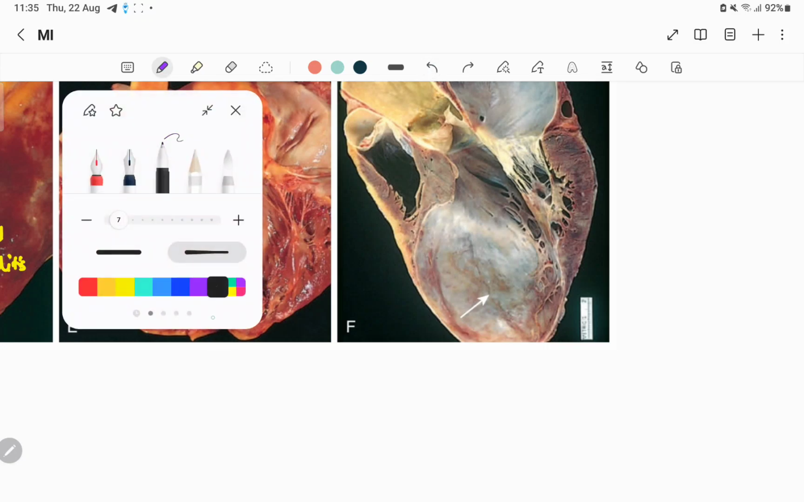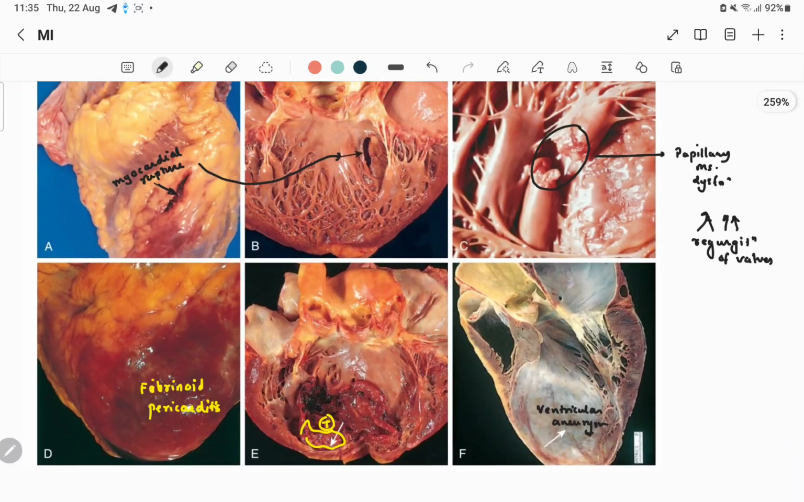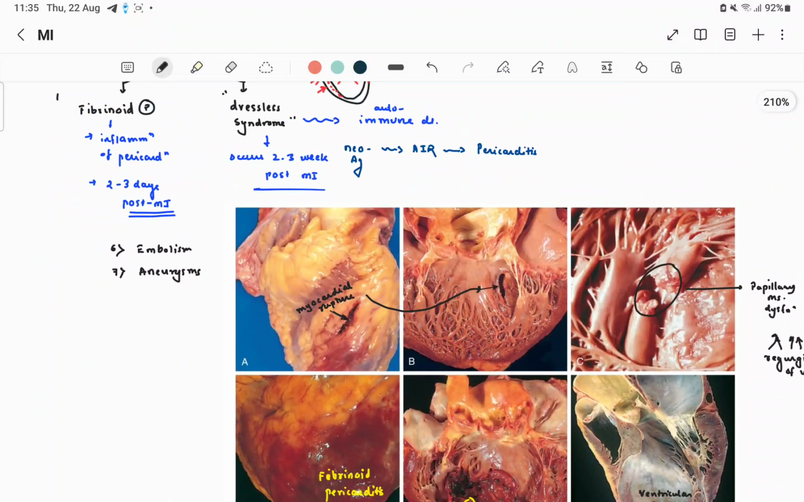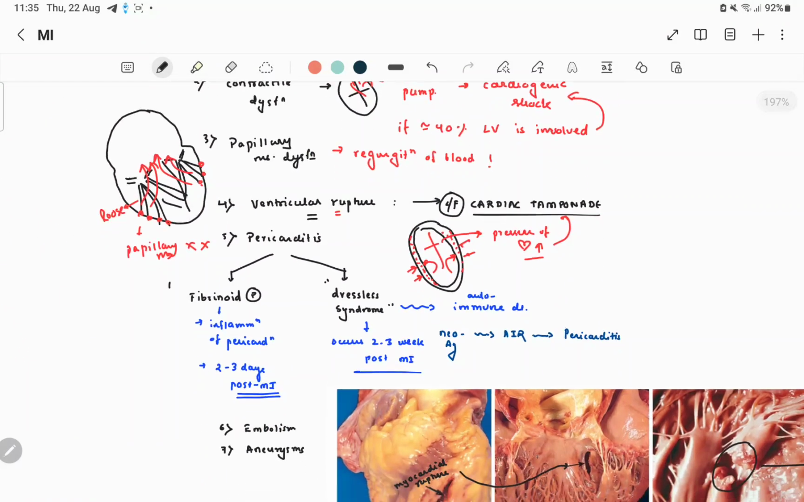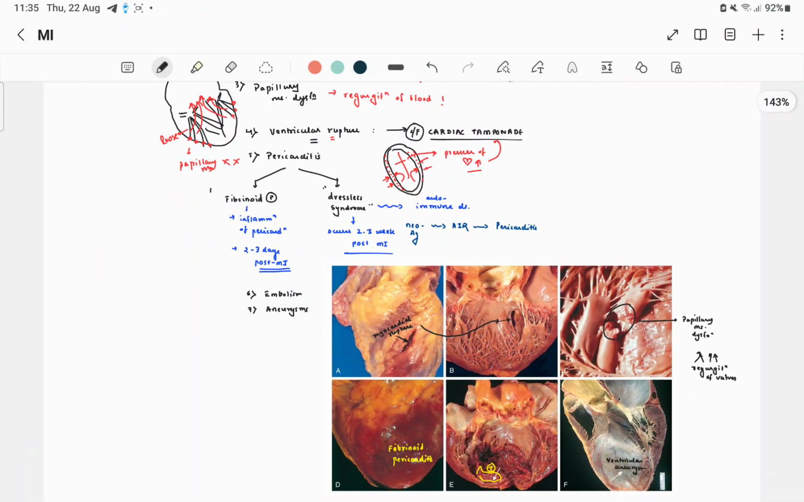This is a ventricular aneurysm, right? So these are the things which you have to know. These pictures may come in spotters, that's why I discussed. Otherwise we have to know just these complications only which I have written, right? So that was about complications of MI.